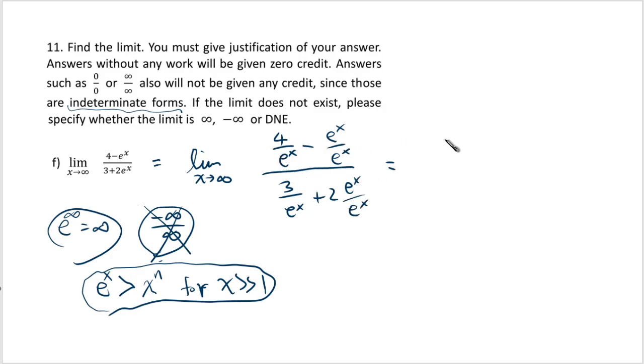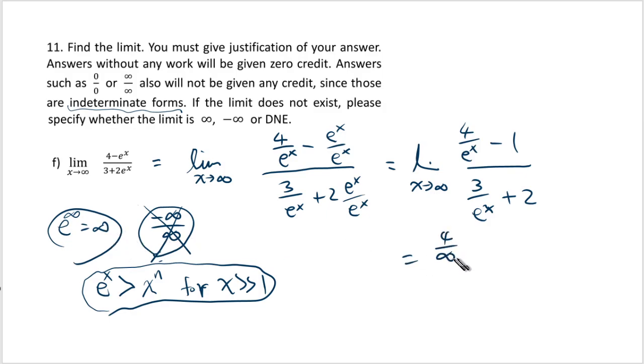And that gives you limit of x going to infinity of 4 over e to the x minus 1 over 3 over e to the x plus 2. Now when you send x to infinity, we just learned that e to the infinity is infinity, right? So you end up with 4 divided by infinity minus 1 over 3 divided by infinity plus 2. But any finite number divided by infinity is 0, right? So these are both 0, so you have 0 minus 1 over 0 plus 2, which is negative 1/2. So that's the answer. The answer is negative 1/2.